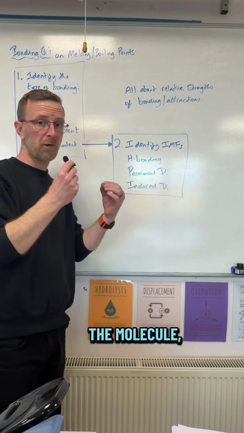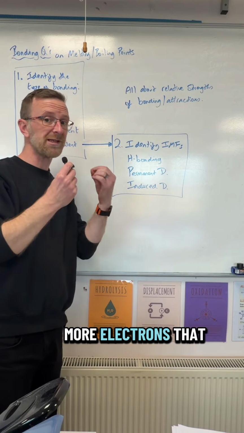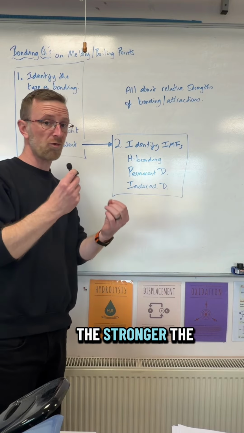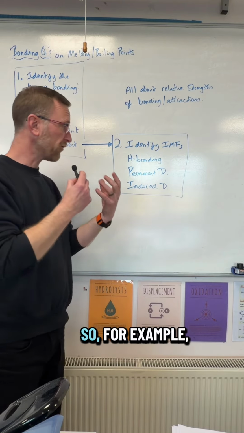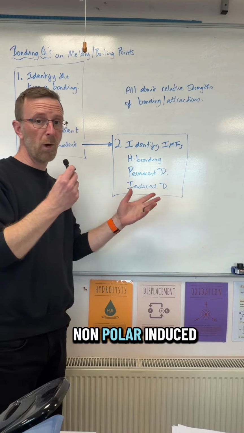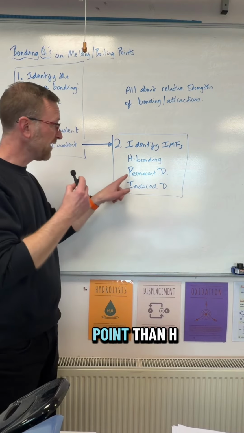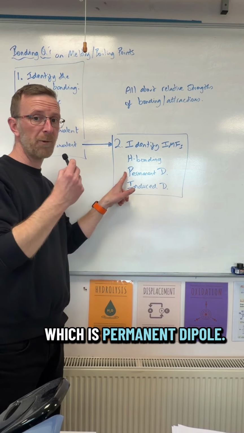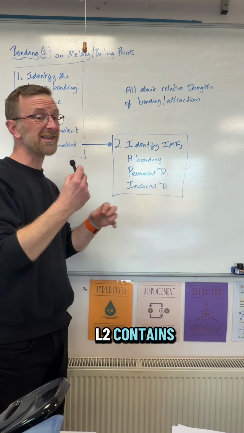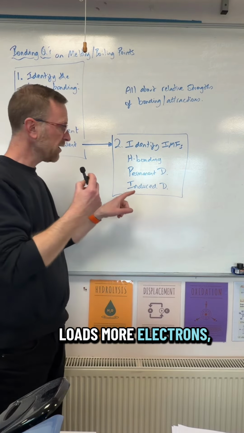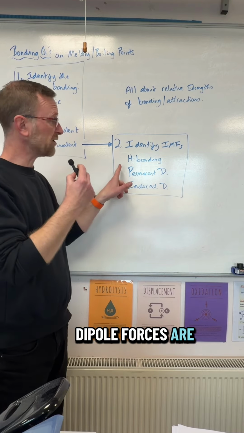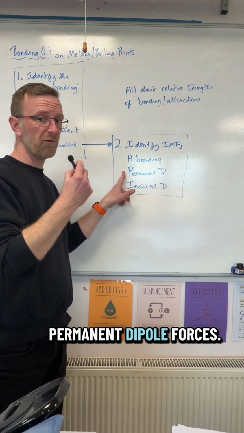So the bigger the molecule, i.e. the more electrons that molecule has, the stronger the induced dipole. So for example, Cl2, nonpolar induced dipole, has a higher melting and boiling point than HCl, which is permanent dipole. That's because Cl2 contains loads more electrons, so the induced dipole forces are actually stronger than those permanent dipole forces.